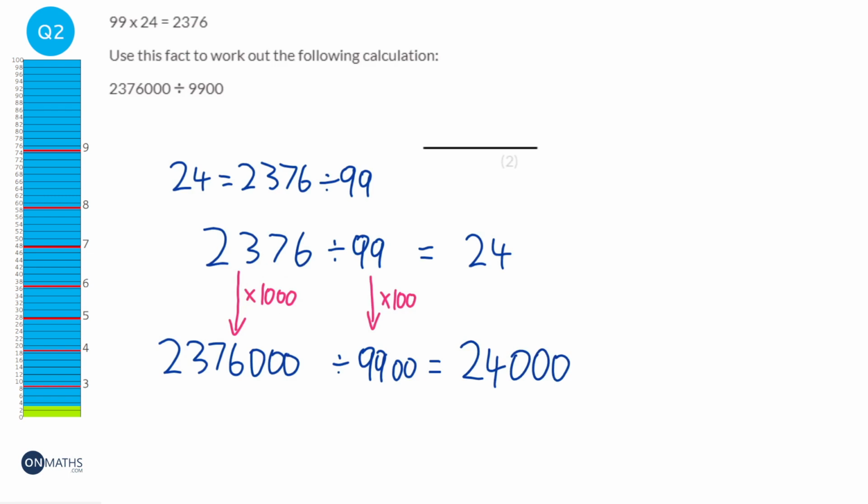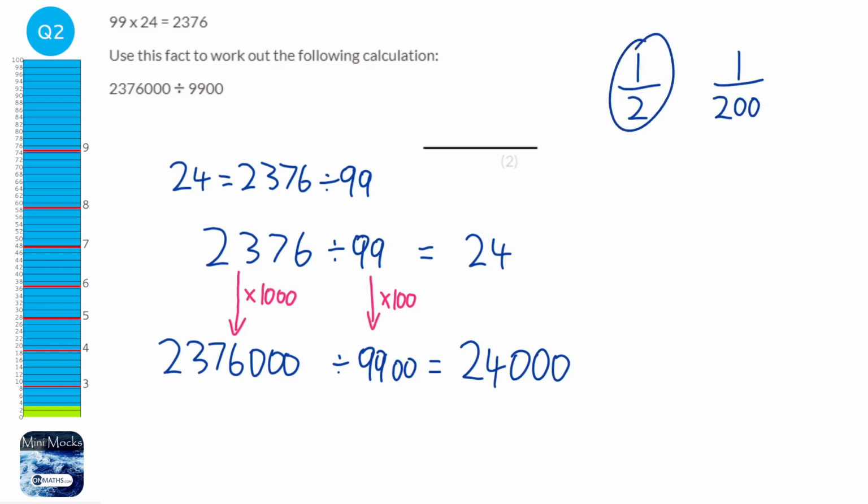But what effect will multiplying the denominator by 100 have on our answer? Okay, so if you think about a half, if we times the bottom by 100, it becomes 1 over 200. Now, what is 1 over 200 compared to 1/2? Well, it's 100 times smaller.